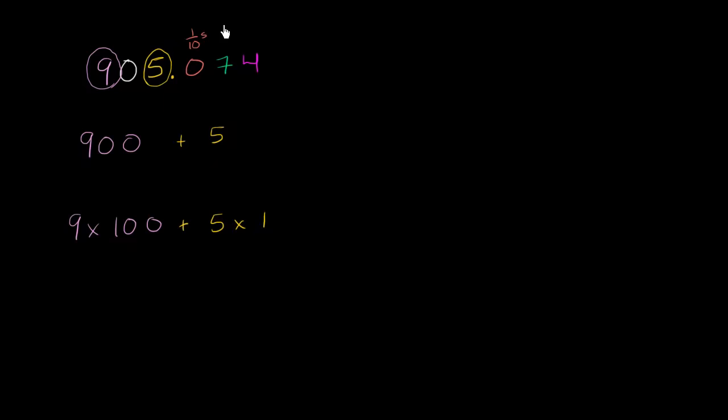Now we go to the hundredths place. So this literally represents 7 hundredths. So we could write this as 7 hundredths, or 7 times 1/100th. So plus 7 times 1/100th. And then finally we go to the thousandths place, and we have 4 thousandths. So that literally represents 4 over 1,000, or 4 times 1/1,000th.